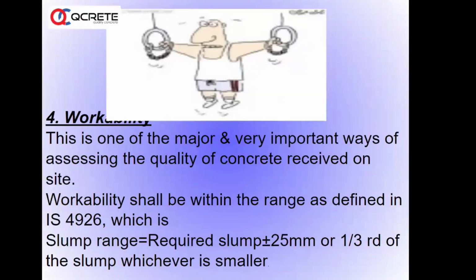Workability, as we have already talked about, is one of the major parameters that is checked. Earlier, it was slump. As per IS 4926, if the slump required is X, for example you require a slump of 100 on site, the allowed tolerance as per IS is plus or minus 25 or one third, whichever is smaller. So, for example, if you want a slump of 100, you can accept a slump of 75 or 125, or one third, whichever is smaller.